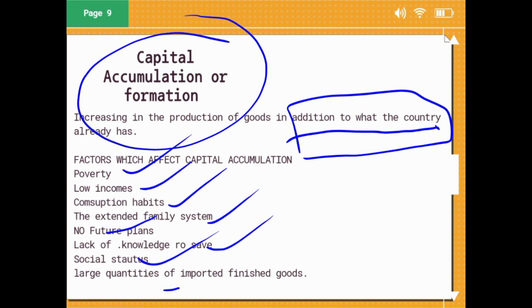Large quantities of imported finished goods. You always import. When will you start producing your own goods? When? These are the factors which affect capital accumulation. Master them.